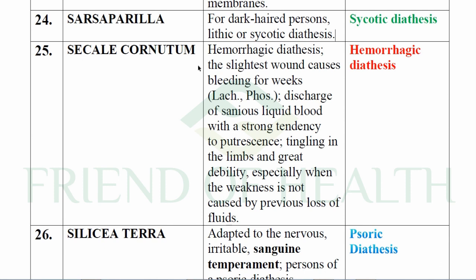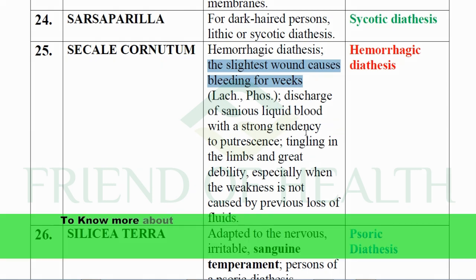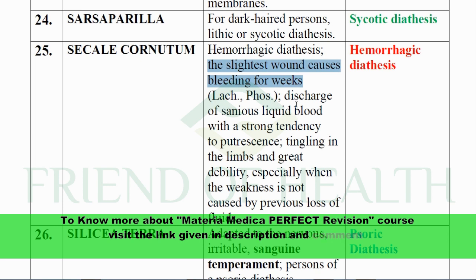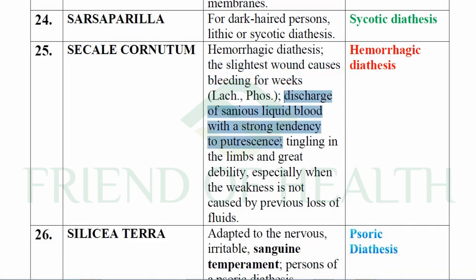So Secale cor, hemorrhagic diathesis, the slightest wound causes bleeding for weeks. We have seen this symptom 4 times now, including this. The slightest wound causes bleeding for weeks. So this kind of lines can come. Secale cor, Lachesis, Phosphorus. Discharge of sanious liquid blood with a strong tendency to putrescence. Discharge of sanious blood. These are keywords which you will not find anywhere else. So these are very important. Such words are very important.